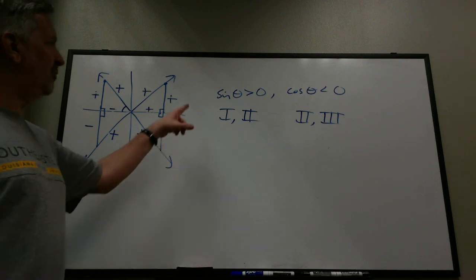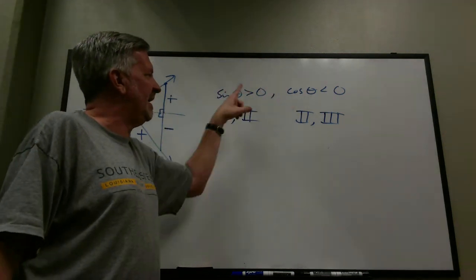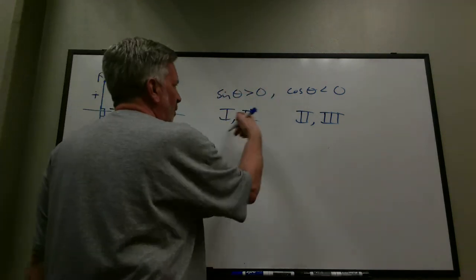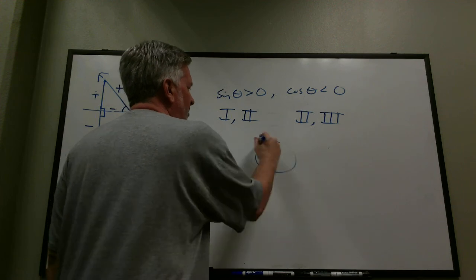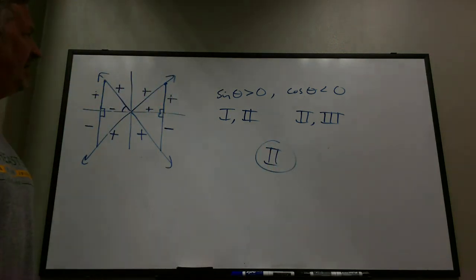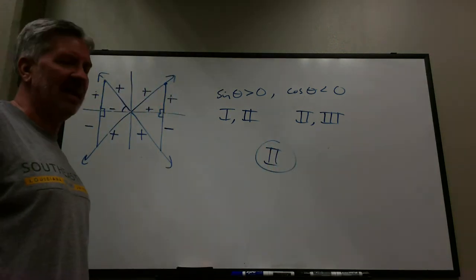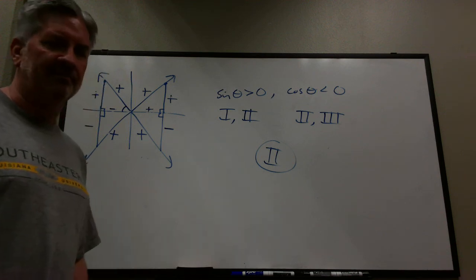So in which quadrant are both of these conditions satisfied simultaneously? The only one they have in common is the second quadrant, so that's the answer. So if sine is positive and cosine is negative, the angle has to be in the second quadrant.